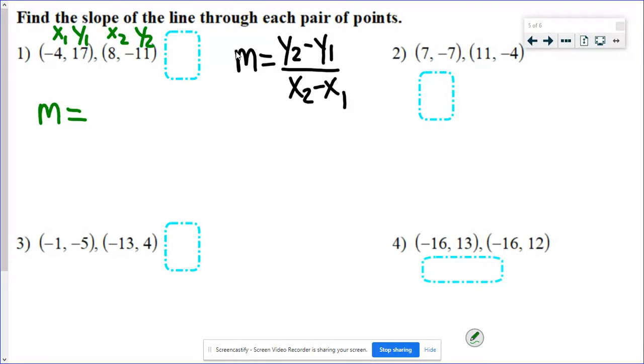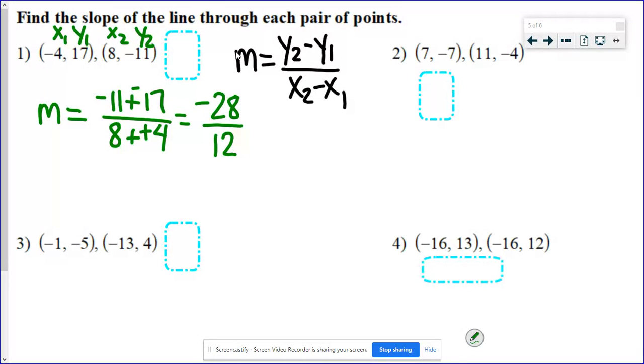So my y sub 2 would be negative 11, and my y sub 1 is 17. My x sub 2 is 8, and my x sub 1 is negative 4. Remember, it's always subtraction, so you might have minus a negative. And then we'll have to do a keep change on both of those. So negative 11 and negative 17 is going to be negative 28, and 8 plus 4 is going to be 12. Well, that can simplify, right? We don't want it to be a mixed number, but I could simplify that. I could divide them both by 4, and I would get negative 7 over 3.